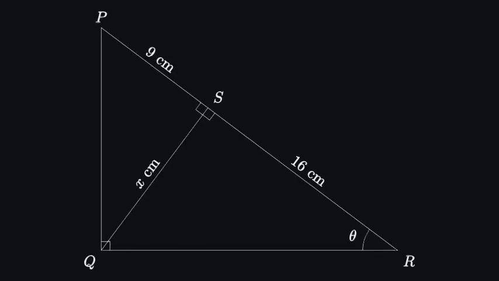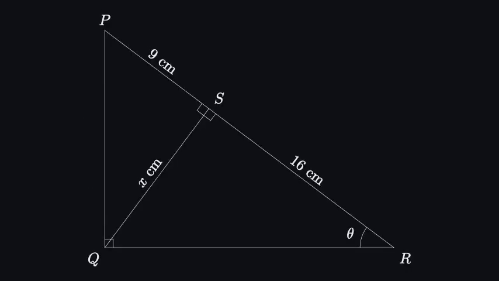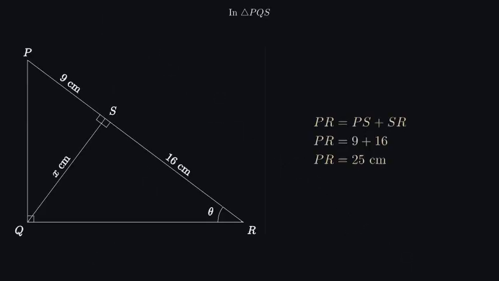Study the diagram carefully. This prepares us for the next step. Because P, S, and R lie on the same straight line, the full length PR is made up of PS and SR. So, PR equals 25 centimeters. Also, since QS is perpendicular to PR, both triangle PQS and triangle QSR are right-angled at S. The large triangle PQR is also right-angled at Q. Therefore, we can use Pythagoras theorem.